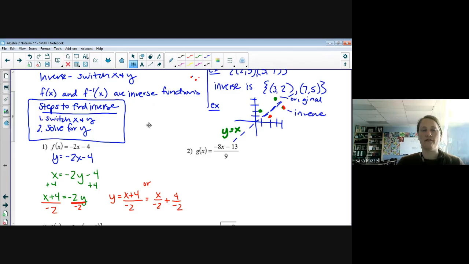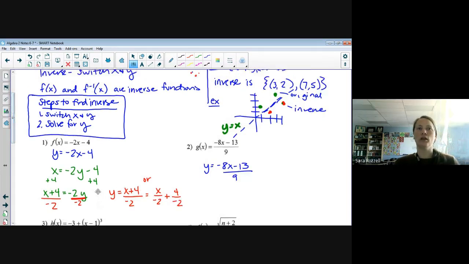This is g of x instead of f of x, same thing. We're going to change it to a y. So y equals negative 8x minus 13 over 9. What's the next thing we want to do if we're finding an inverse? We're going to switch our x and our y, right? So we want to swap places for our x and our y. We'll swap places. So x equals negative 8y minus 13 over 9.